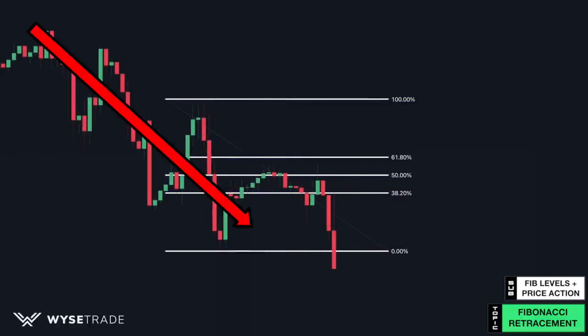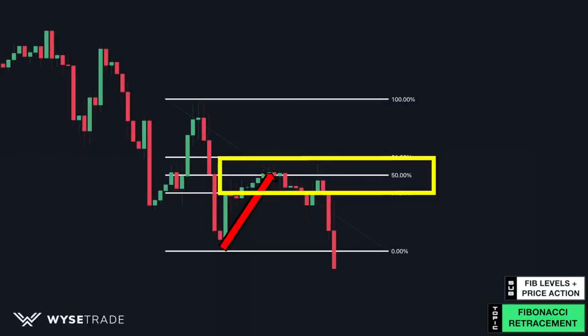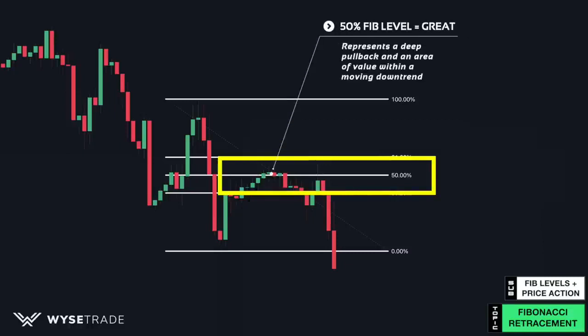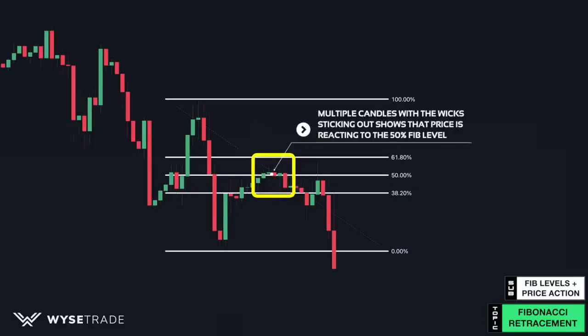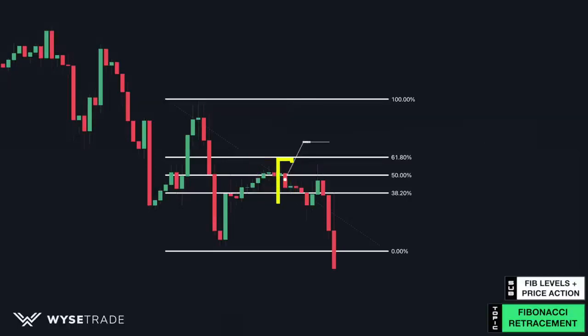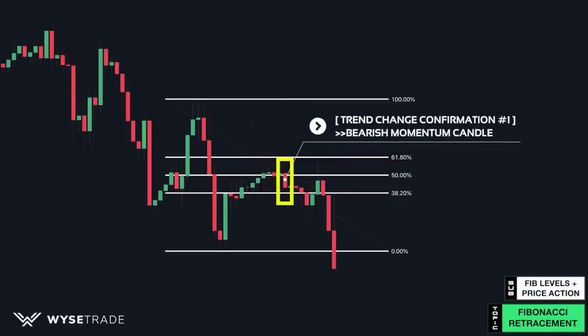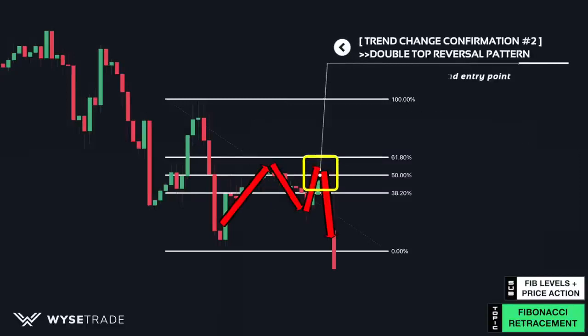you have a downtrend through the lower highs and lower lows. Price pulls back to the 50% Fibonacci area, which represents a deep pullback in an area of value within a moving downtrend. You had multiple candles with the wicks sticking out that formed right at the Fib level, showing that price is indeed reacting to the Fib level. You then wait for a trend change confirmation before taking short trades, which you had through either the bearish momentum candle or after the double top pattern formed.